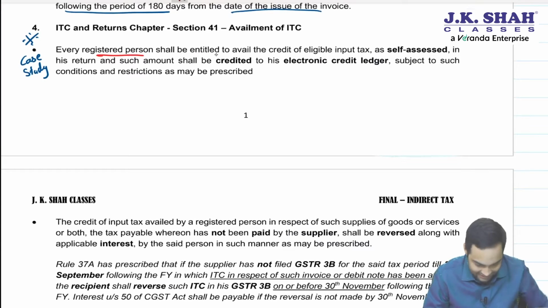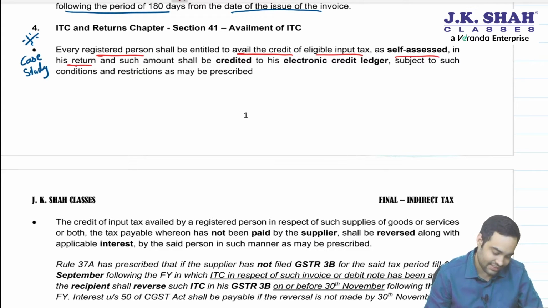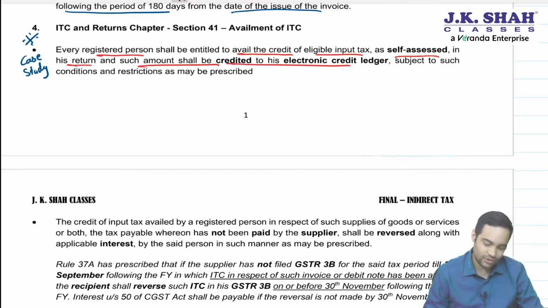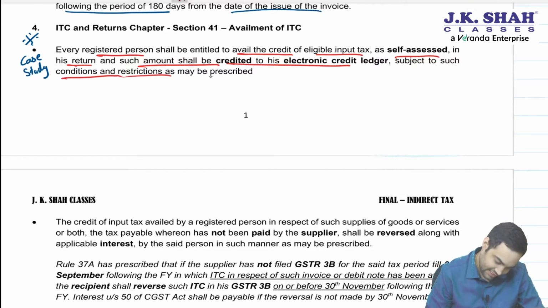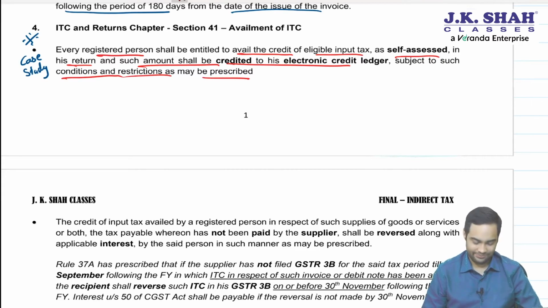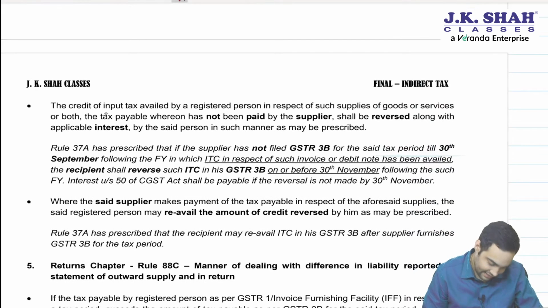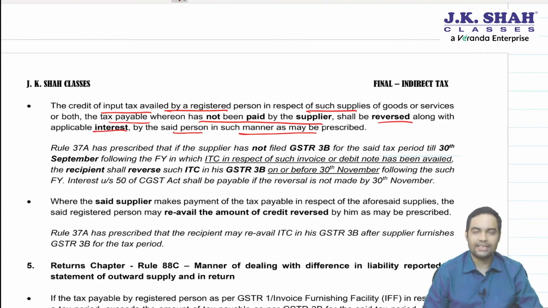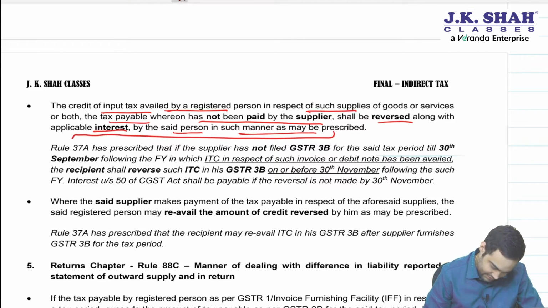Every registered person shall be entitled to avail credit of eligible ITC as self-assessed in his return. Whatever he has self-assessed, he can take. And such amount is credited to the e-credit ledger, subject to conditions and restrictions as may be prescribed. Let's see. The credit of input tax availed by the registered person in respect of such supplies, the tax payable whereon has not been paid by the supplier, shall be reversed along with interest by the said person as may be prescribed. Now, this has been prescribed.